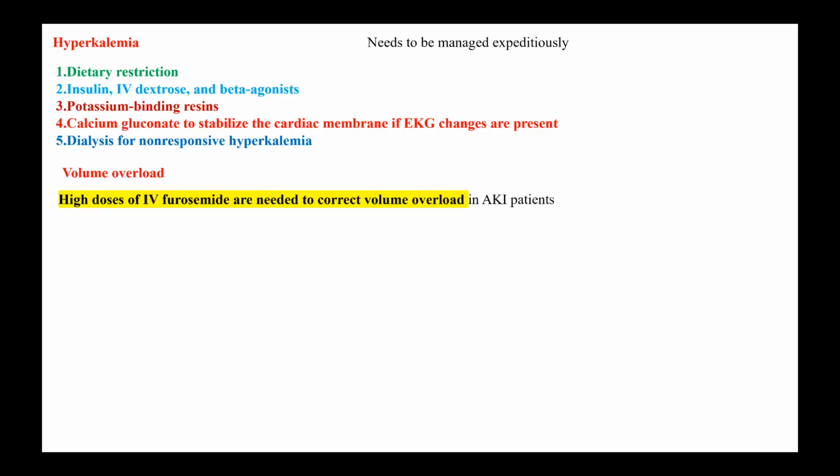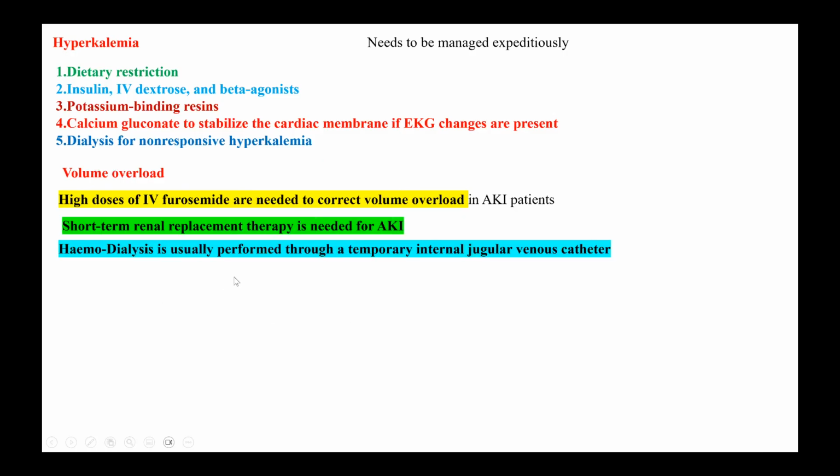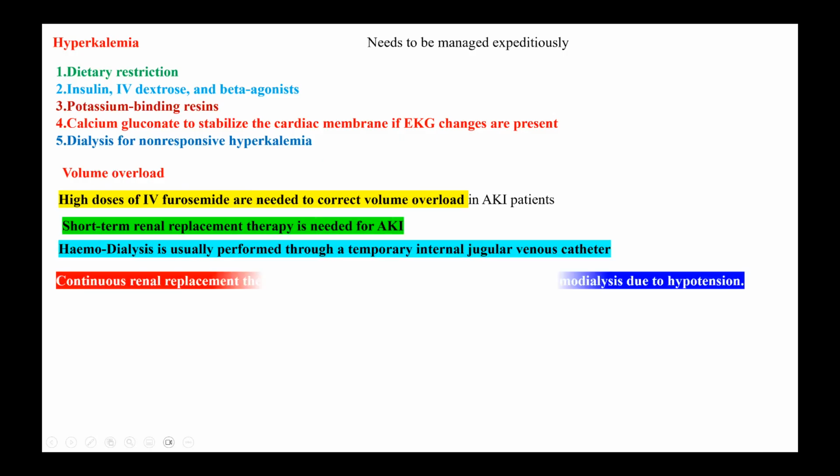We cannot blindly infuse fluid in those patients, as they will develop edema first initially in the dependent areas, and finally it will land up as pulmonary edema. So high doses of IV furosemide are needed to correct volume overload, and short-term renal replacement therapy may be needed if the patient does not respond to IV furosemide. Hemodialysis is usually performed through a temporary IJV catheter in these patients.